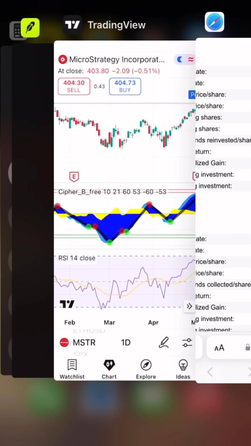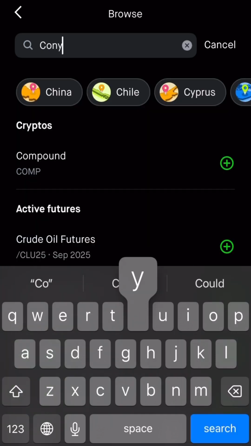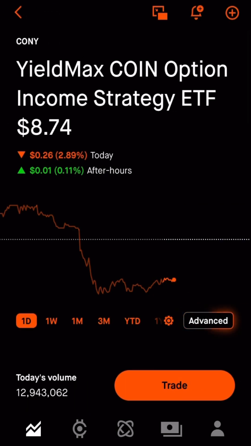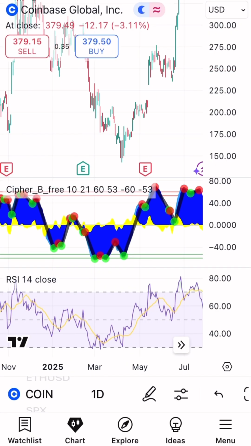So I do want to check another one. Maybe let's go with Coney. So like Tesla or like a Nvidia. Probably Tesla is going to be the worst one, because Tesla has not been doing good, the stock. So Coney, let's do another one for Coney. I think this is going to be my last one. So let's go to Coin.